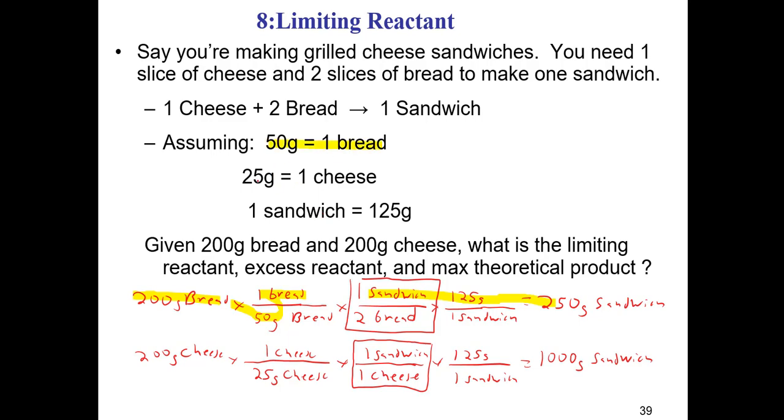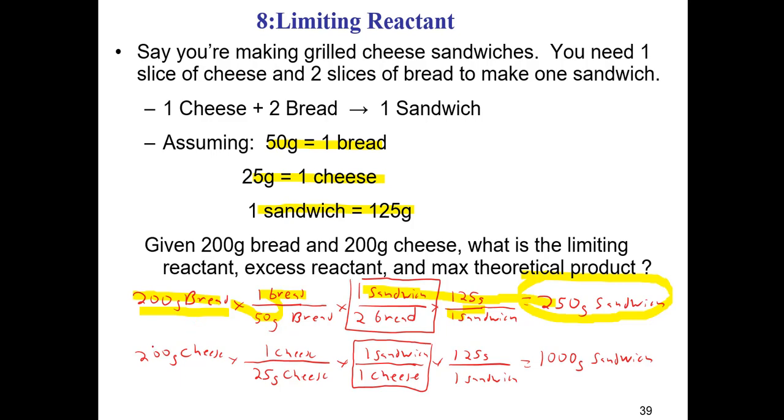Please note I did change the equalities in the midst of this commentary. It won't look any different from your final handout that you printed, but there were some slight differences a few minutes ago. But bottom line is I use these equalities right here, allowing me to convert from grams of bread to bread, and then our sandwich to grams of sandwich. So I started off doing this calculation, and this gives me a theoretical product of 250 grams of sandwich with a starting amount of 200 grams of bread. Now this is assuming that we have enough cheese.